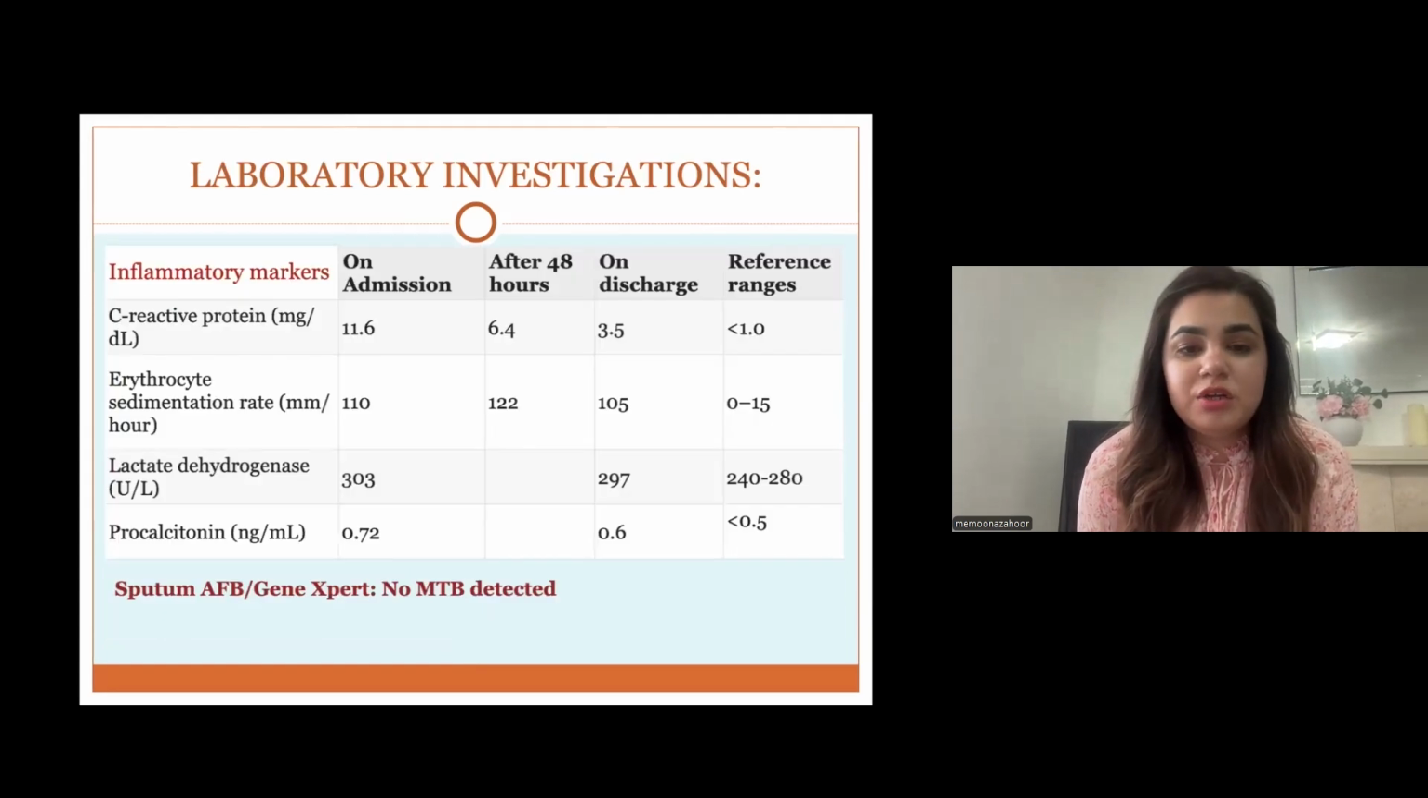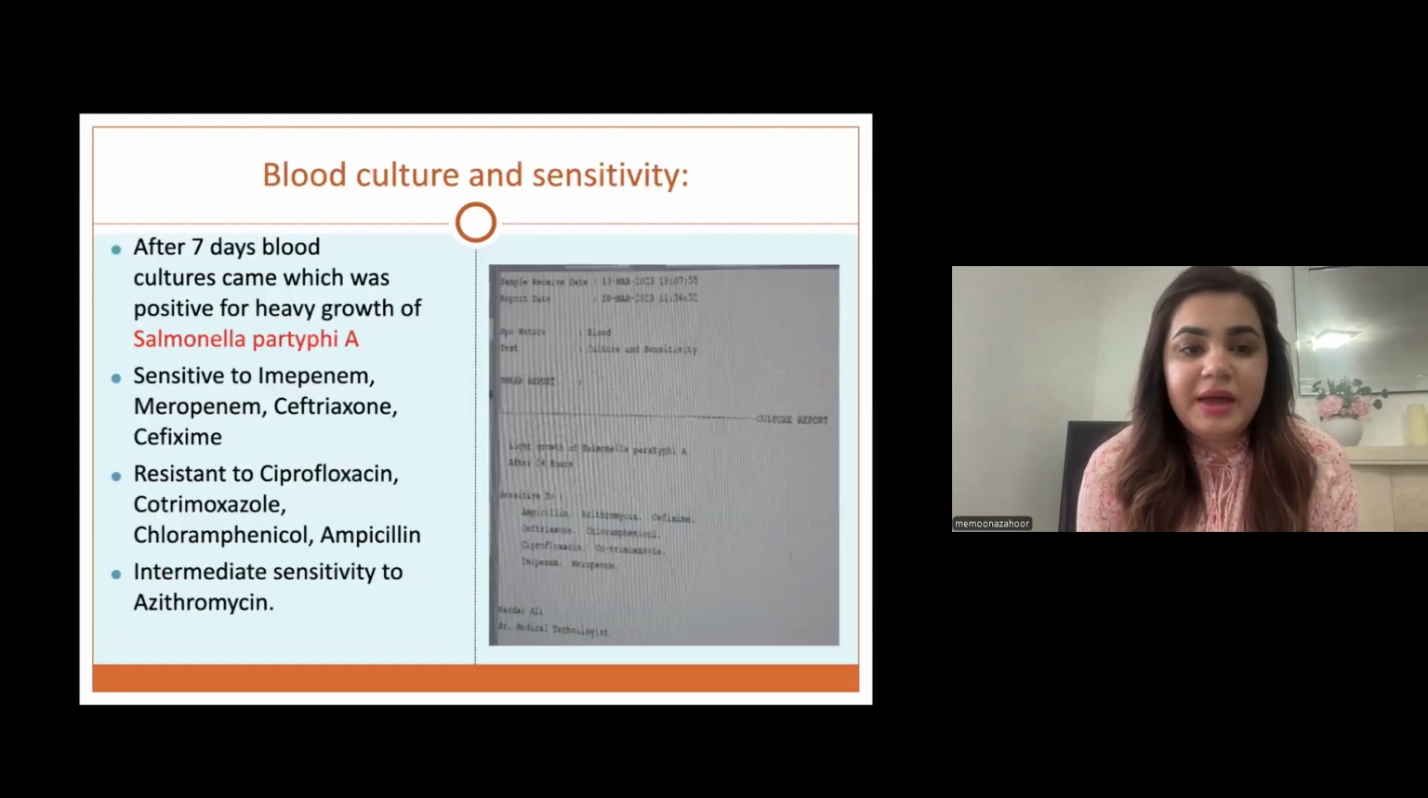So the interesting part was the culture sensitivity that came back positive. Two sets of culture, persistent sets, came positive for heavy growth of Salmonella paratyphi. This is just a blurred picture of a culture, and you can see the sensitivity to imipenem, meropenem, and ceftriaxone, and it was resistant to ciprofloxacin, cotrimoxazole, chloramphenicol, and ampicillin, what you call multi-drug resistant, and intermediate sensitivity to azithromycin.